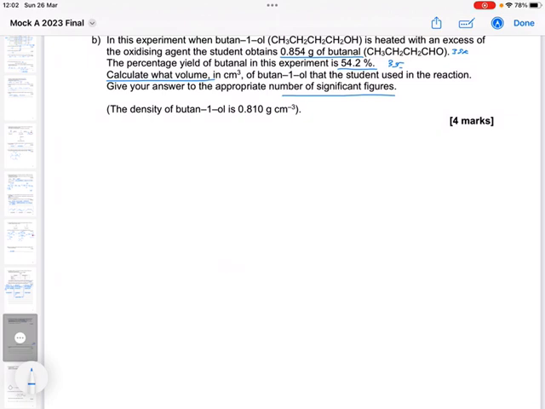So butan-1-ol is going to make butanal, and I make 0.854 grams of butanal. So let's start with that. So number of moles of butanal is 0.845 divided by the Mr, which is 72, and that equals 0.011861.